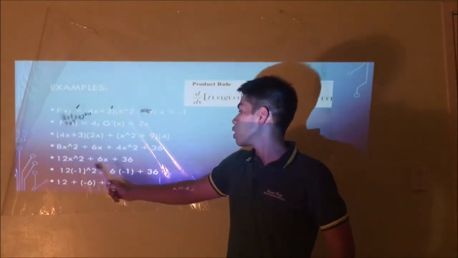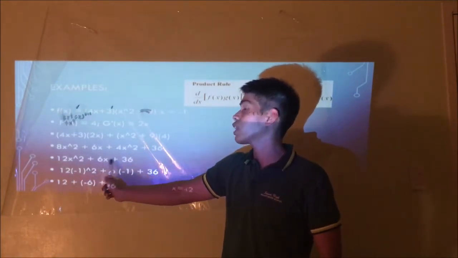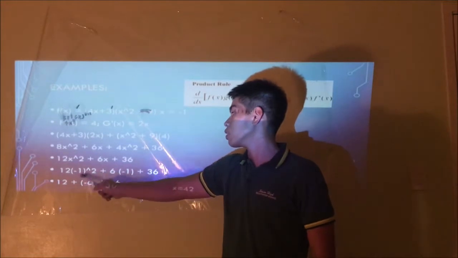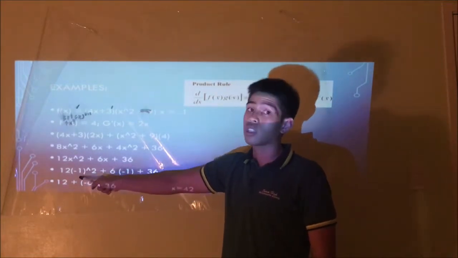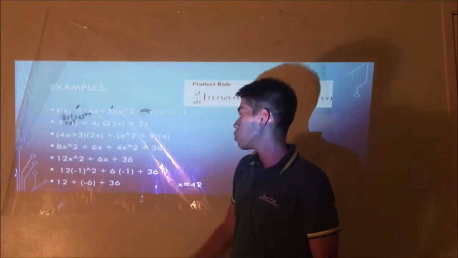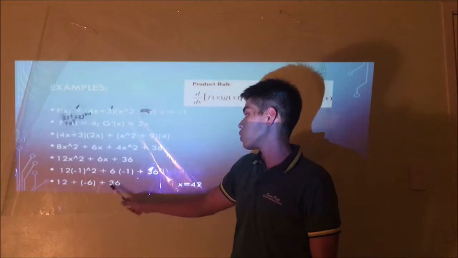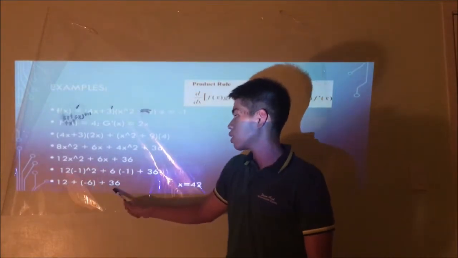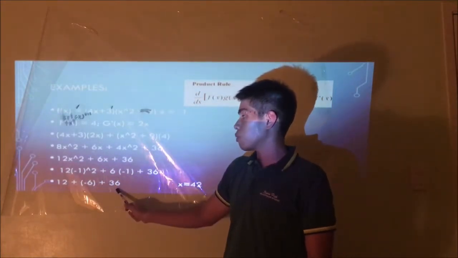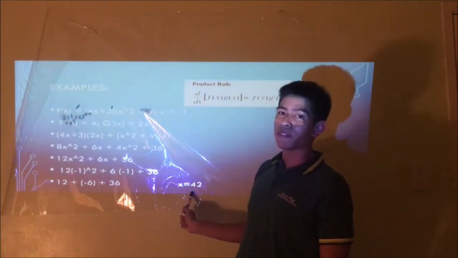Next, right after substituting, multiply. So since -1 raised to 2, it's just gonna be 1. So 12 times 1 is gonna be 12. 6 times -1 is gonna be -6 plus 36. Combine. 12 plus 36 is going to be 48 minus 6x is 42. Okay?